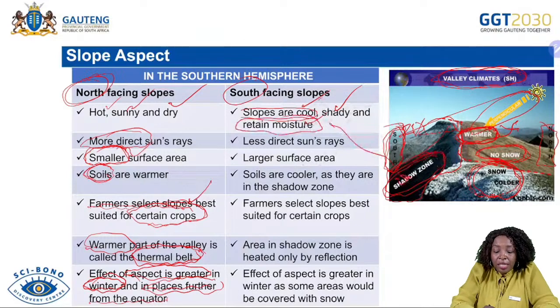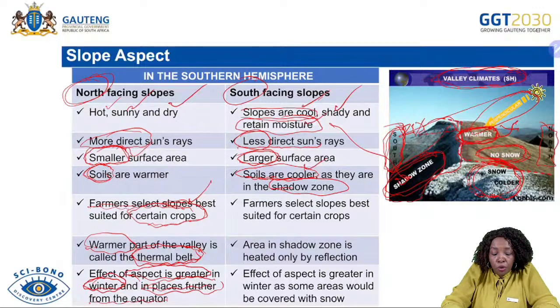And these slopes have less direct sun's rays, and the surface area over which the aspect has influence would be over a larger surface. The soils here are cooler, so the less intense sun's rays make the soil cooler, as they are mostly covered or within a shadow zone.